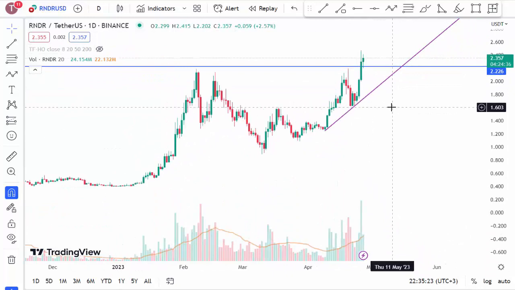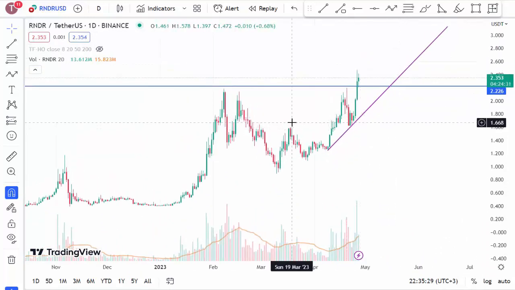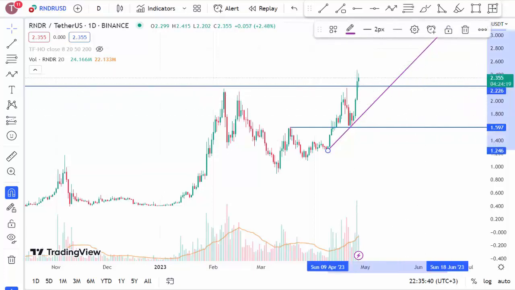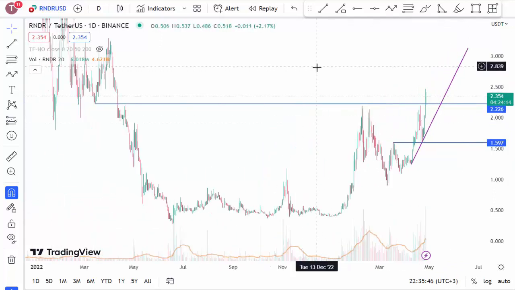In addition, if we look at our support areas below, the support level is approximately at 1.597. This means that if the price movements create a downward breakout again and break the trend line, it could drop down to 1.597 level.